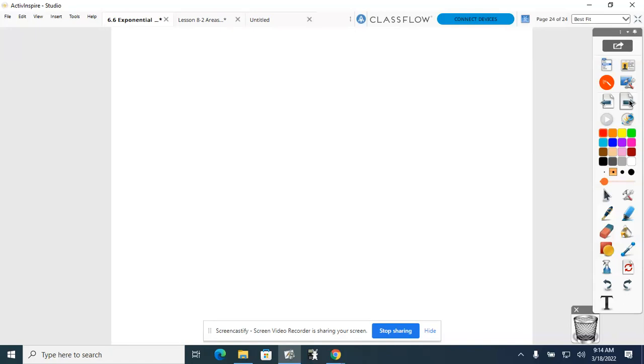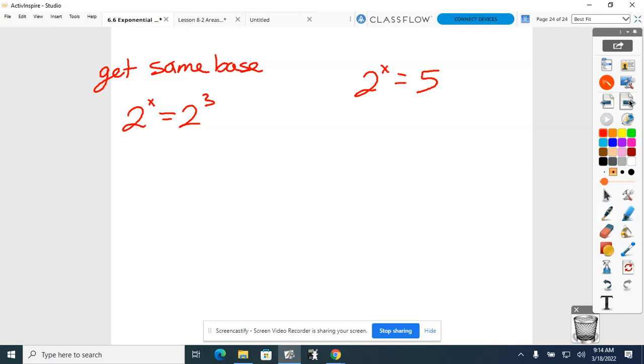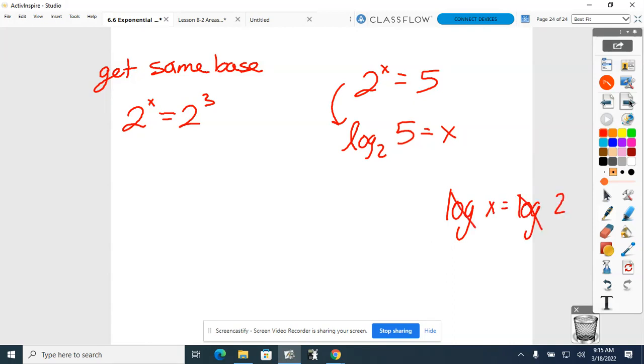So general strategies. For exponential, if you can get the same base, that's good. If you can't, then you switch to log base 2 of 5. So if I'm stuck here, I don't know what that power is, I switch to log, then that's just a number in my calculator. I can solve that. And the same thing with log. If I have log of something equals log of something, I can just cancel out my logs.